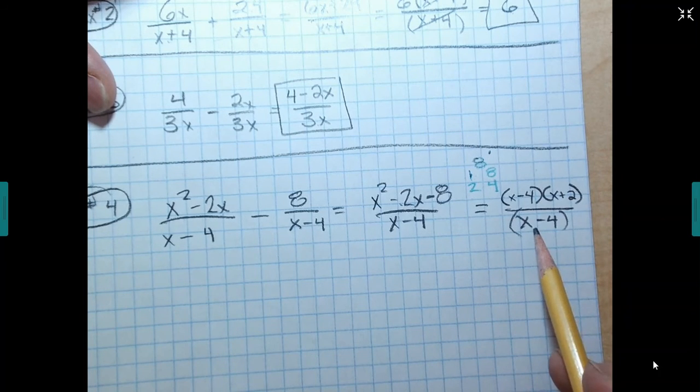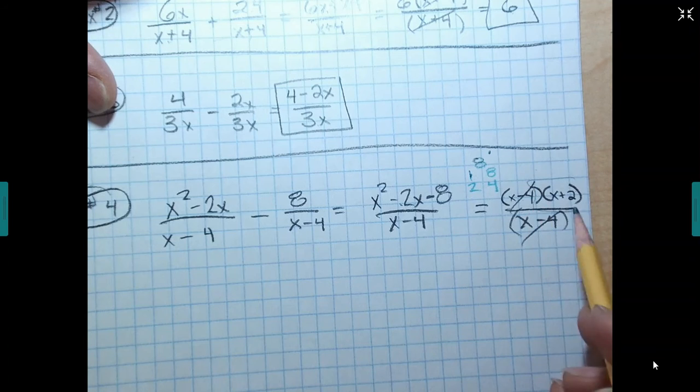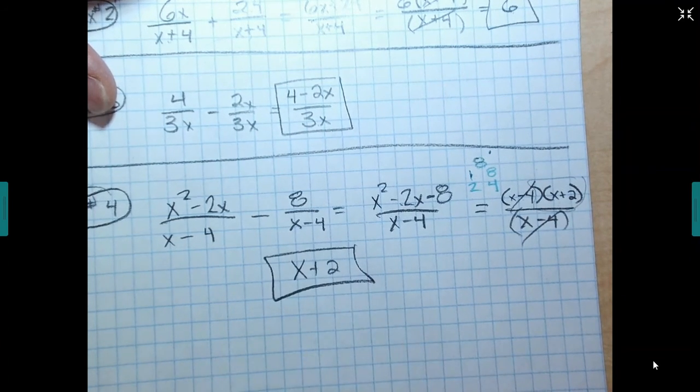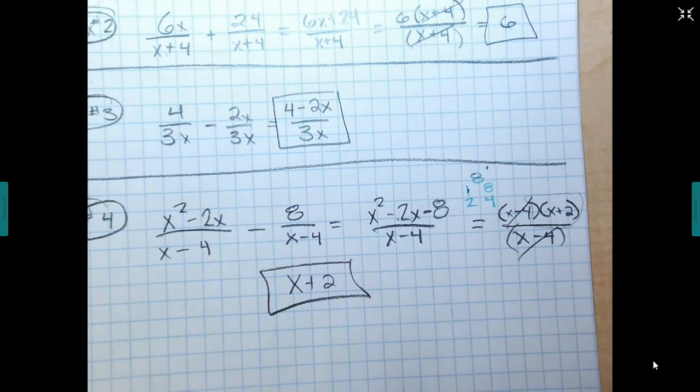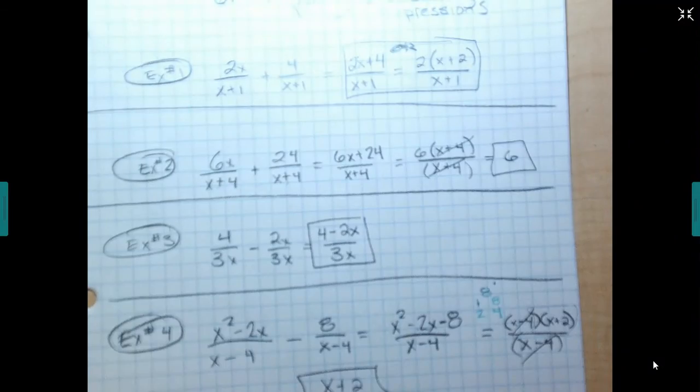Well, look at that. I have an x minus 4 on the bottom and an x minus 4 on the top, so I can cancel those out. I'm left with x plus 2 as my answer. So there you have it. That's how you add and subtract rational expressions and simplify. So there are your examples for today.